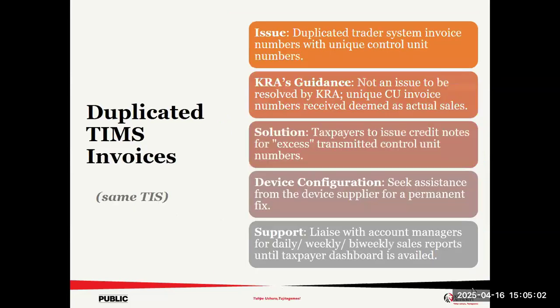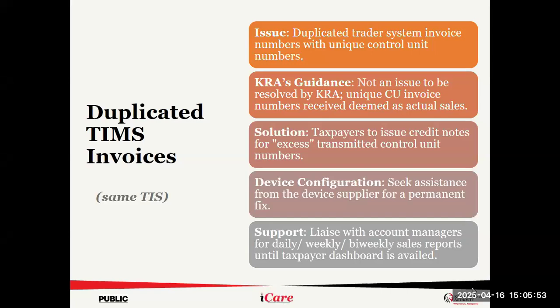The second scenario for duplicated e-Teams invoices is a little bit different. Now, this scenario is where the trader system invoice number is the same, but the matching control unit invoice number that has been mapped to it is different. Now, this is not a scenario we were resolving. I'm aware some taxpayers have been waiting for a resolution on this. It's unfortunate the proper communication had not been availed to you, in the sense that we are not fixing this. And let me explain why.